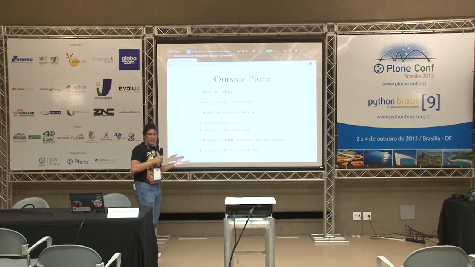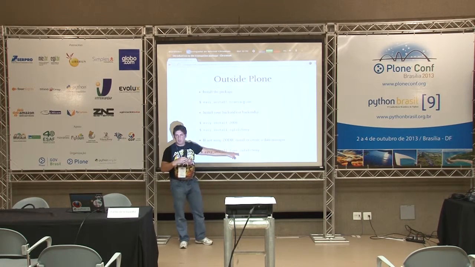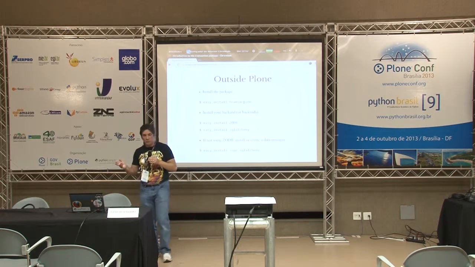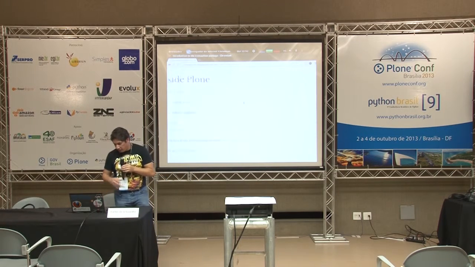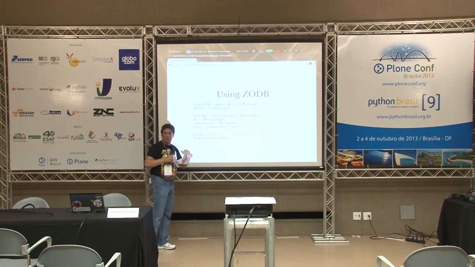If you are writing an application that you want to distribute, in your setup.py in the requires section, you just add transaction and, for example, zope.sqlalchemy, and you're set. You can use transaction support in your application. I'll show an example of how to use it using the ZODB.